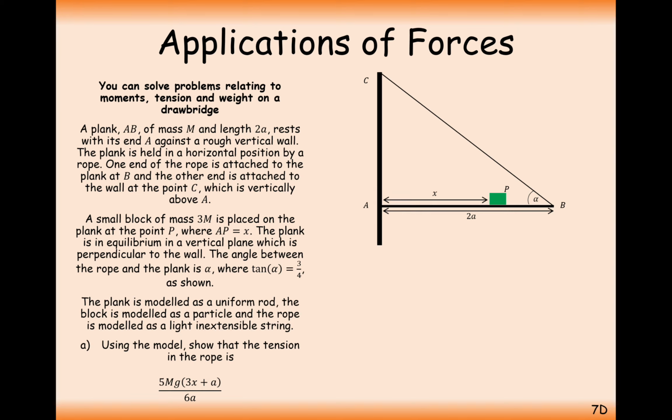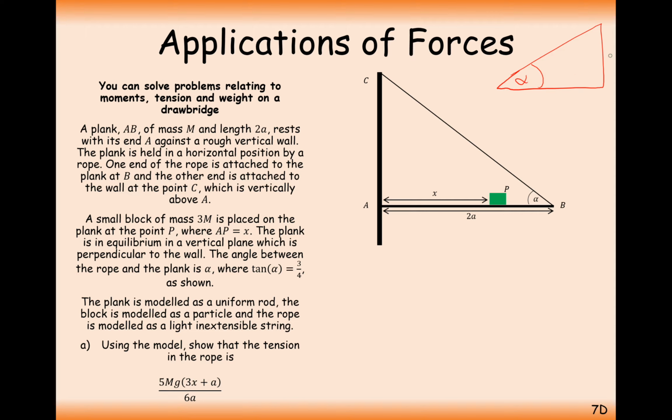upwards and downwards. So in this question we have a rod that's horizontal and a piece of string that attaches point B to point C, and an extra small block of mass 3m, and the rod here is a uniform rod with mass m, and the angle alpha is represented by tan alpha equals 3/4. So I think I'll deal with that bit first then.